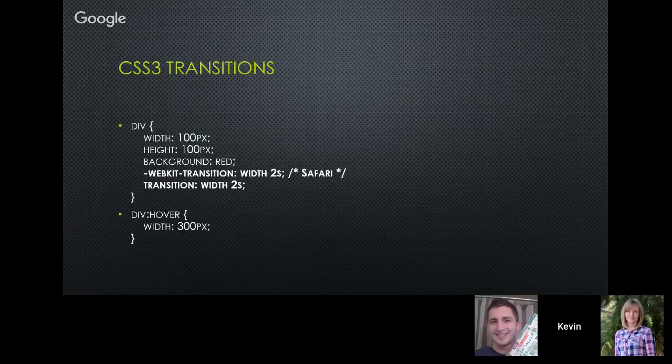And then the same with the transitions. Transitions are pretty straightforward too. All a transition is, I have one setting. So here in the div, we have a standard width of 100 pixels, and then when we hover over it, we want a width of 300 pixels. Well, instead of it just snapping out to 300, you're going to use a transition, and it has various parameters you can pass.